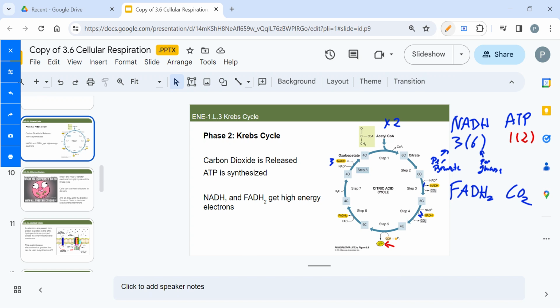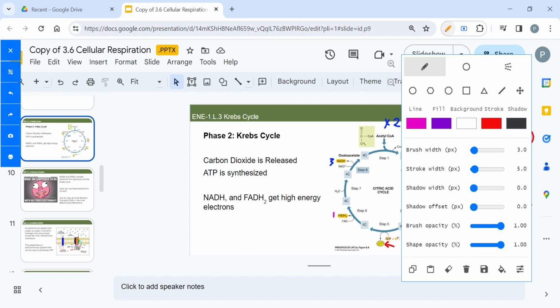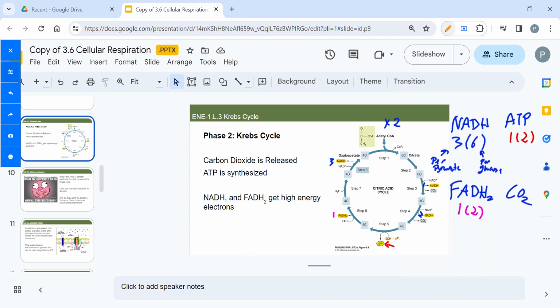Next, we'll talk about our FADH2. We take a look around. I make 1 FADH2, so I make 1 for a total of 2 because there are going to be 2 turns of the cycle. And then finally, there's this carbon dioxide. I make 1 carbon dioxide here. I make 2 carbon dioxides right there. So I made 2 for a total of 4.